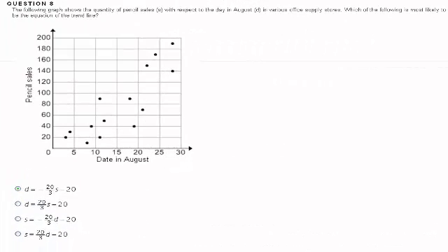Okay, so we have another interesting problem here. It says the following graph shows the quantity of pencil sales with respect to the day in August in various office supply stores. Which of the following is most likely to be the equation of the trend line?